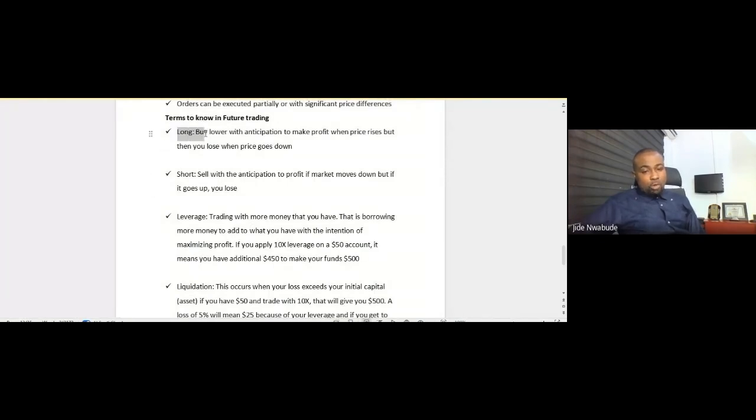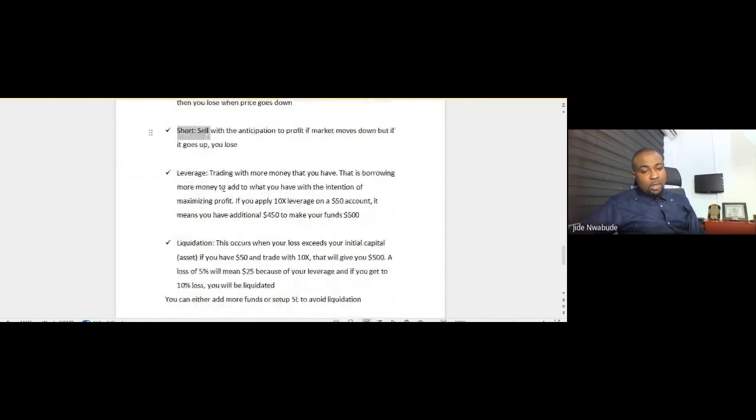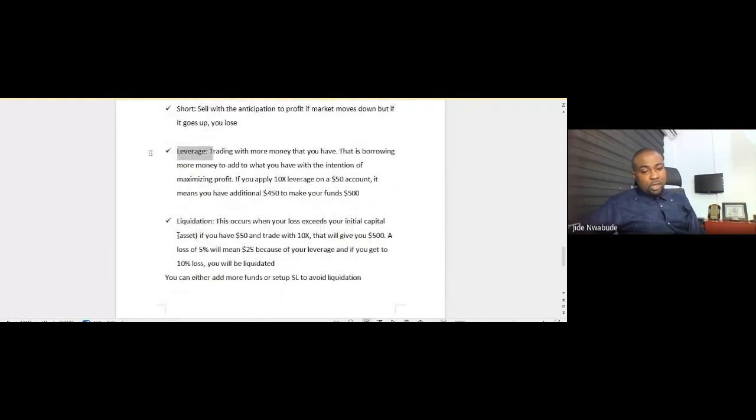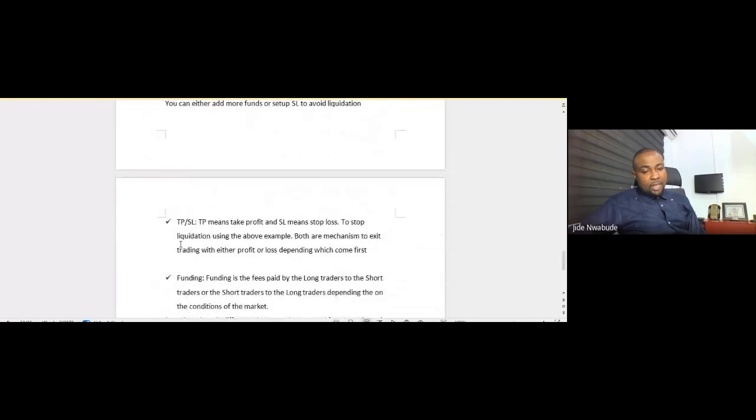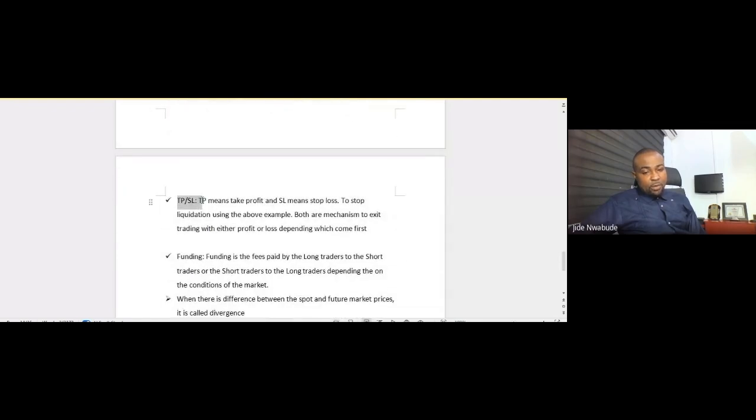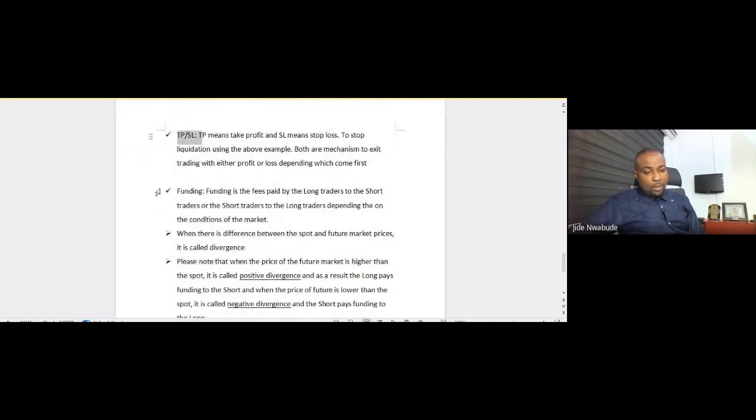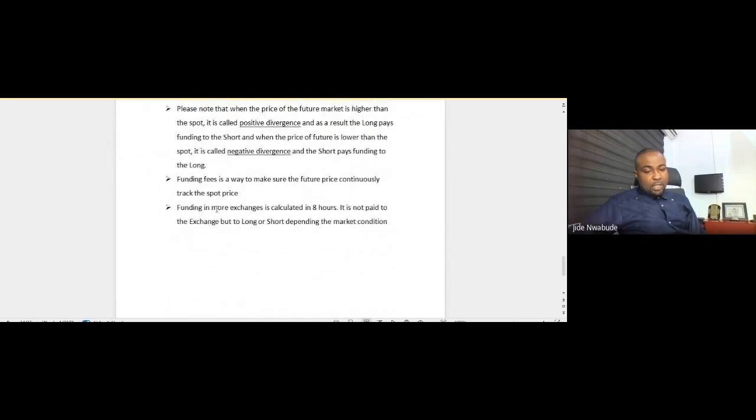One is long. So when you hear me use the word long, you need to know what it is. Short, leverage, liquidation, and TPSL. So if you see me use TPSL, you know what I'm talking about. Funding, right? So let's go back to it.